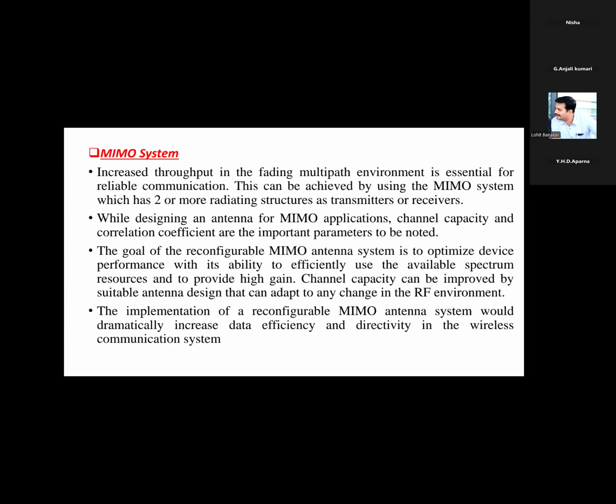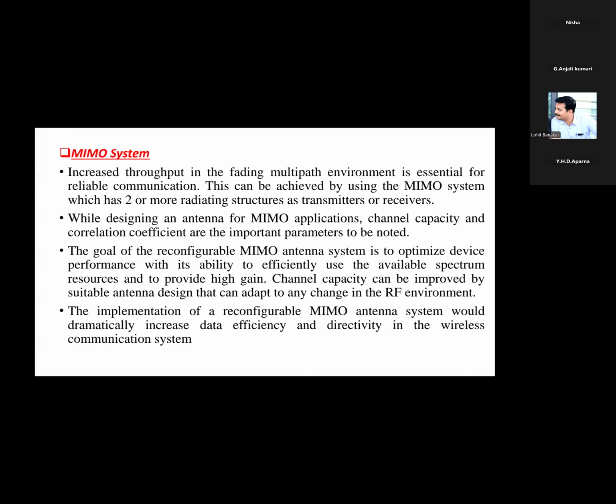So the third application is MIMO antenna, increasing throughput in fading environments, which is essential for reliable communication. This can be achieved by using a MIMO system, which has two or more radiating structures for transmitting and receiving. So when I design more than one antenna on a single substrate, it is called a MIMO system. While designing an antenna for MIMO application, channel capacity loss and correlation coefficient are the more important parameters. You have to concentrate on these two parameters.